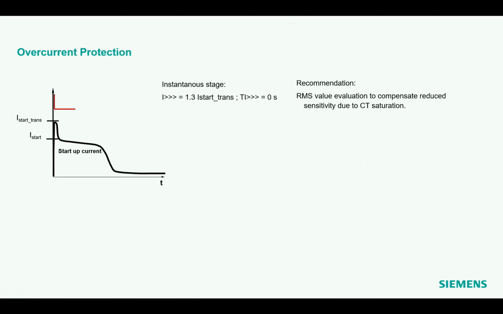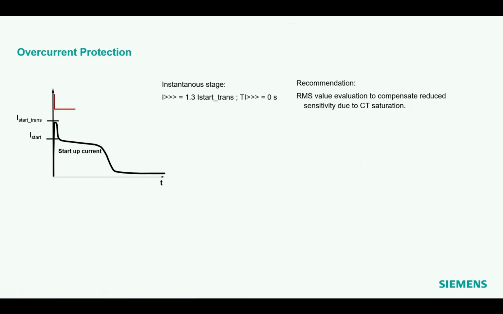Recommendation here is use the RMS values because we can have current transformer saturation that cuts off a part of the current on the secondary side. And if we take this truncated current and put a filter on top of that, then we truncate this current even more.